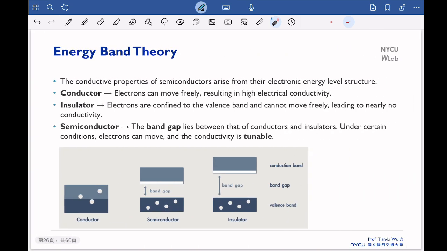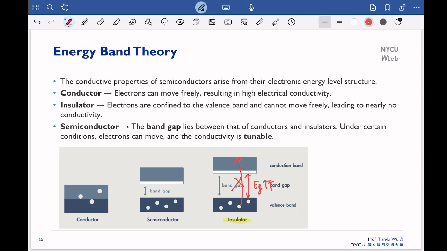We can also use this band gap, this energy band theory, to understand some materials that we are very familiar with. For example, the insulator. As I already said, the insulator is a material in which the electrons cannot move. There's no electrical conductivity. That means the band gap here should be very, very large, so there's no chance that the electron can jump across this band gap and reach the conduction band. That's why this becomes an insulator.